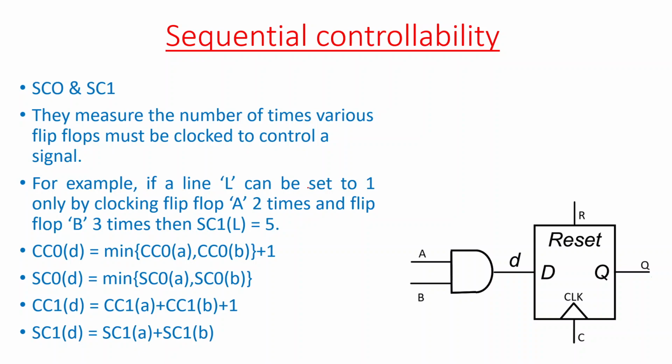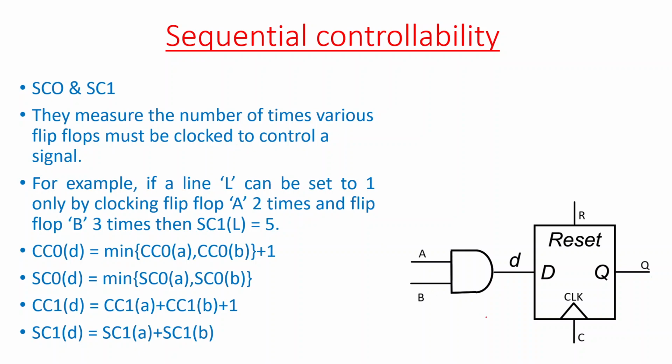In this video, we are going to discuss the sequential controllability and observability. In the last video, we had discussed the combinational controllability and observability. So, when we have sequential circuits, then we talk about the sequential controllability, SC0 and SC1: the sequential controllability for 0 and the sequential controllability for 1. They basically measure the number of times a flip-flop must be clocked to control a signal.